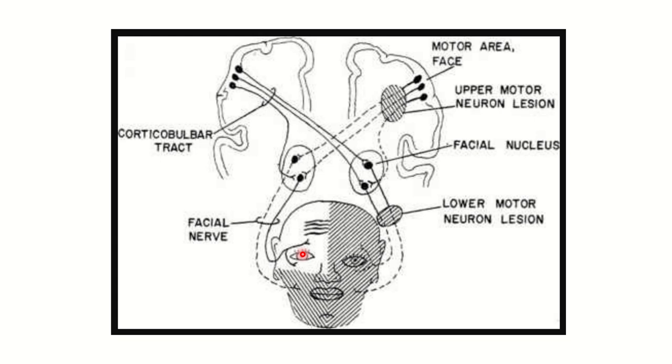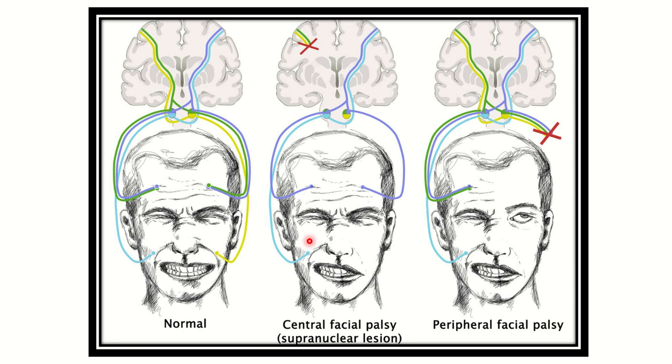So now we have to find out the lesion which is present in the upper motor neuron and the lesion which is present in the lower motor neuron. Here we can see, first of all, the normal nerve supply of the face by the facial nerve. It arises from the cortex, then it gradually descends and finally reaches the face.